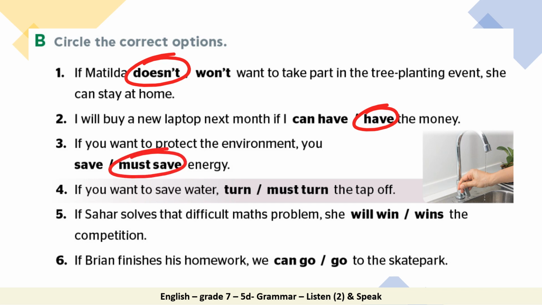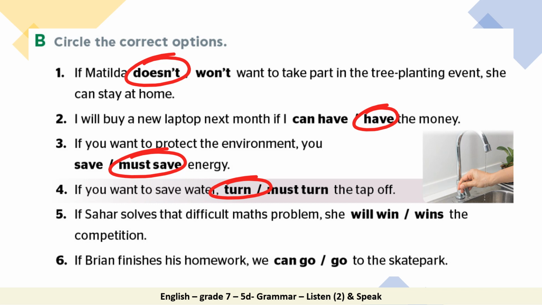Sentence 4. If you want to save water, turn or must turn the tap off. This is the main clause, and it is imperative. Must have is incorrect because there is no subject, so the answer is turn.